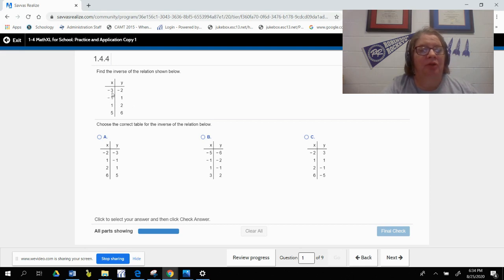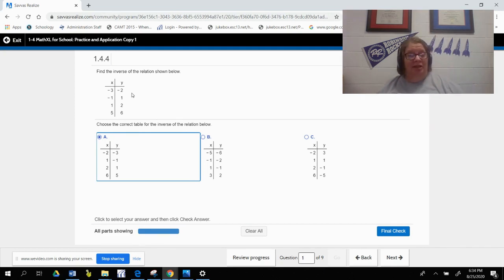We switch them. So the x's should be -2, -2, 1, 2, and 6. So it's either this one or that one, right? And the y should be -3, -1, 1, and 5. Remember that your numbers will be different, but your question is exactly the same. You have a table. You're going to switch the x's and y's. The concept is the same. You take your table, switch the x's and the y's, and that's the inverse.